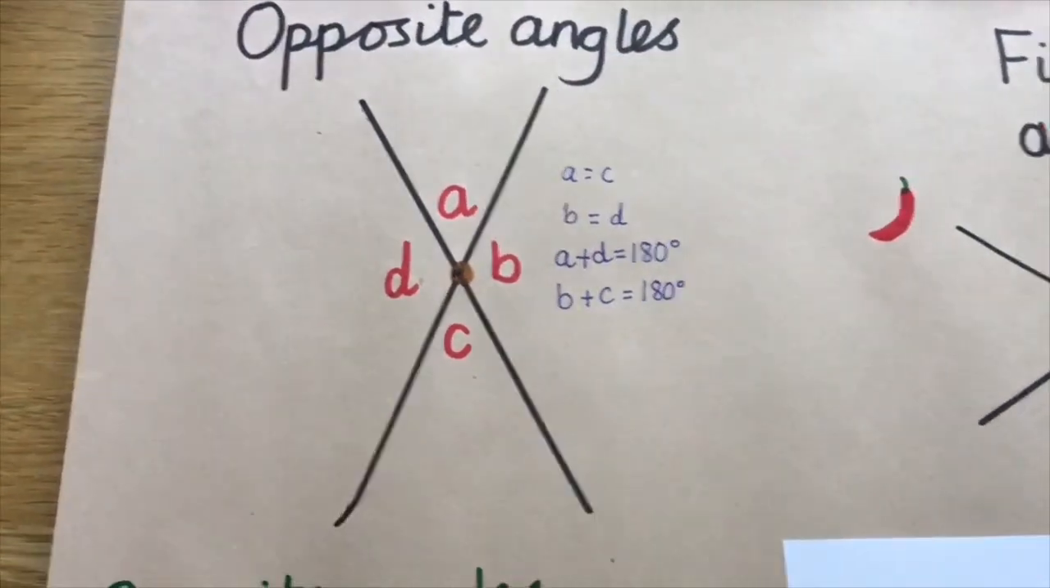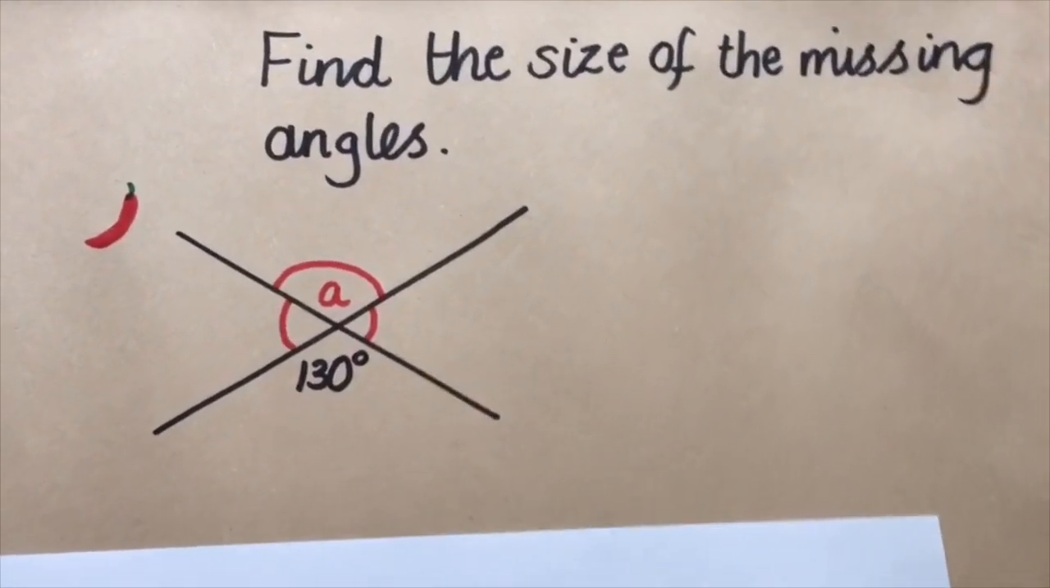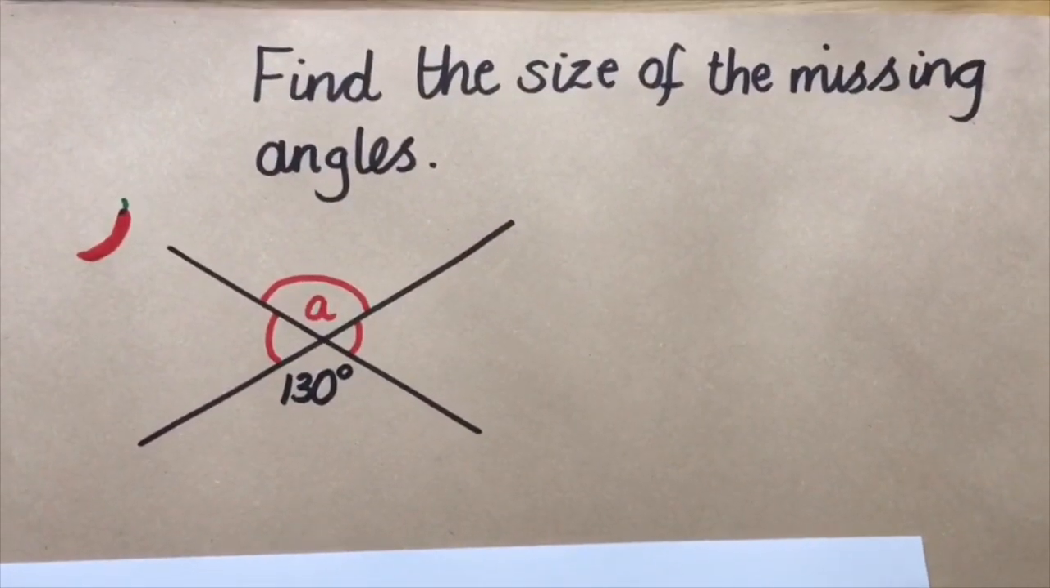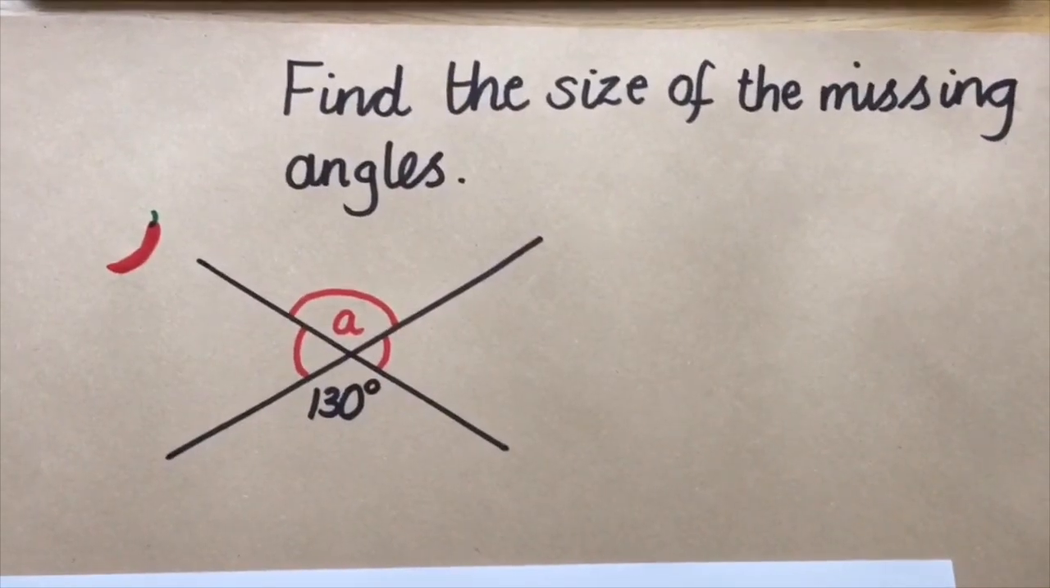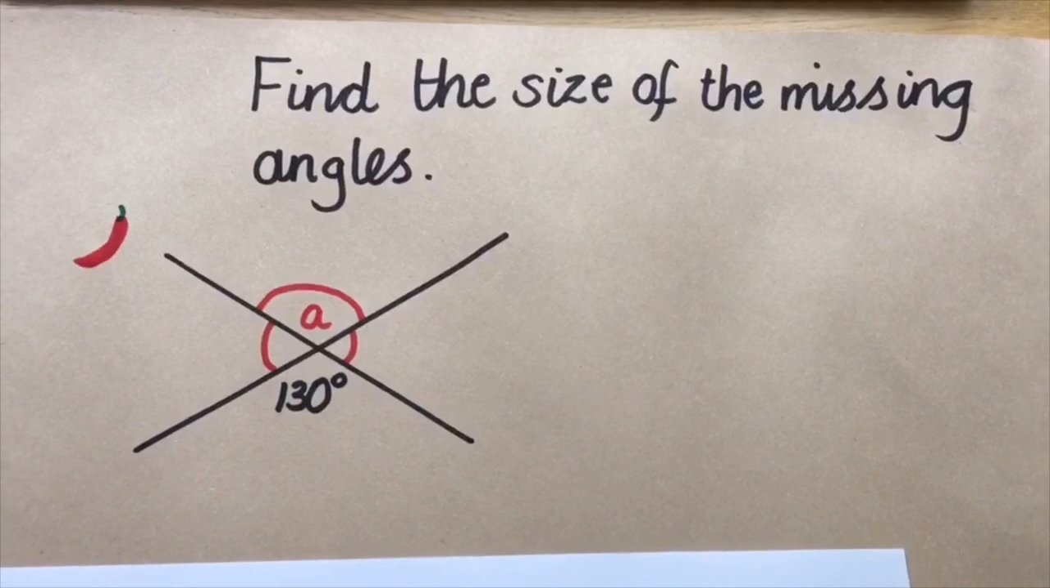So now we can use that to move on and find the size of missing angles, and we're going to have a look at a range of question types on this. So here's a Chile 1 challenge, and I'm going to take my turn and then I'm going to let you have your turn.